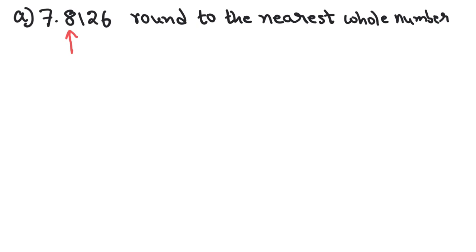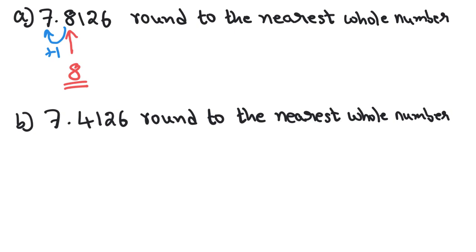It is. So because the digit is more than 5, increase this number by 1. So now what is our new number? It is 8, because 7 increased by 1 is 8. So 7.8126 rounded to the nearest whole number is 8. Good. Let's look at another one.